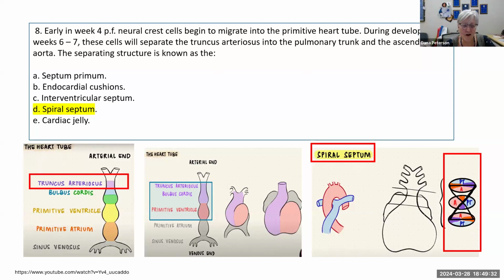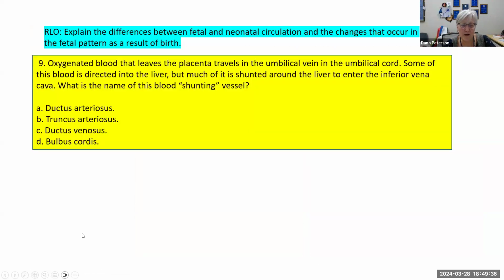So great job on that question as well. Okay, let's try this next one.